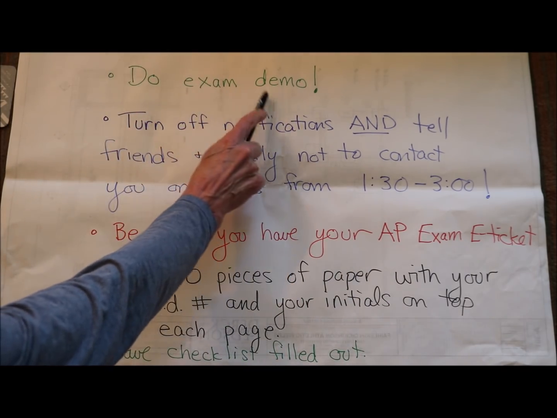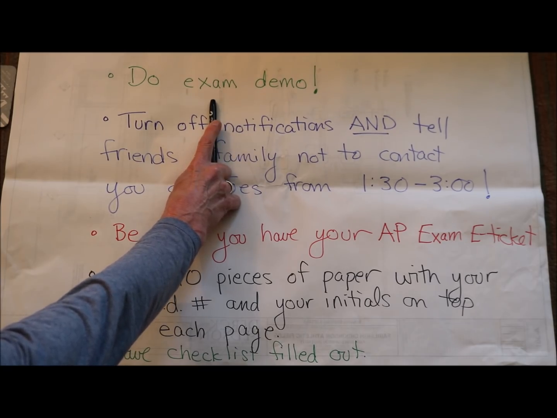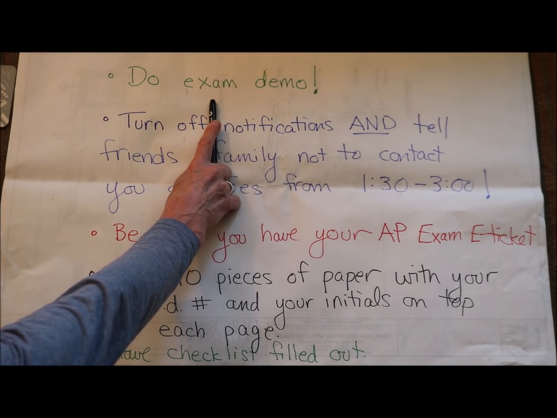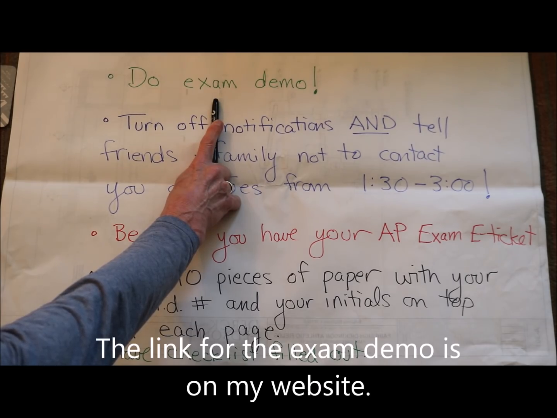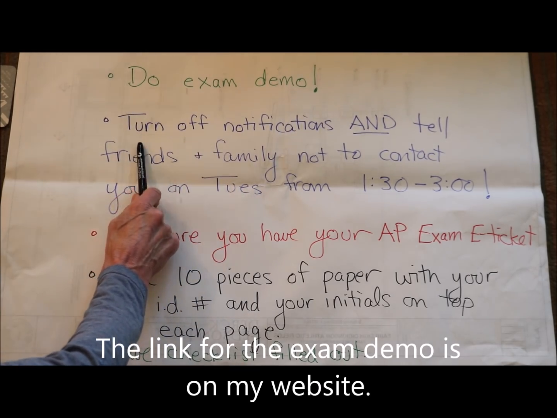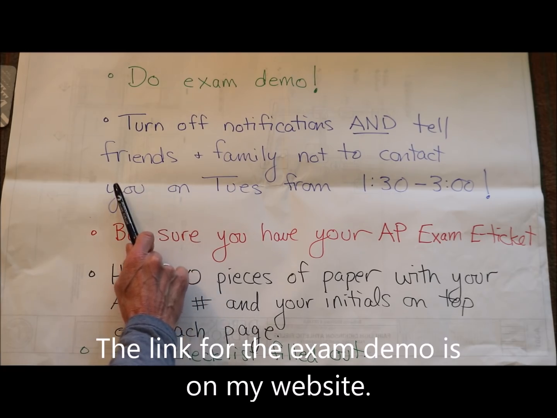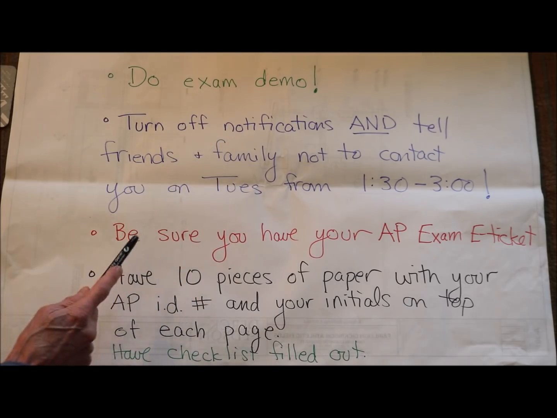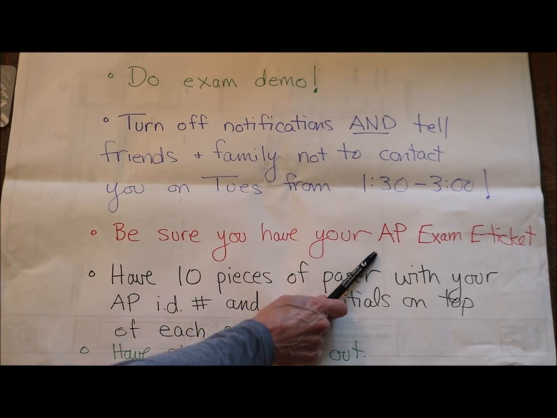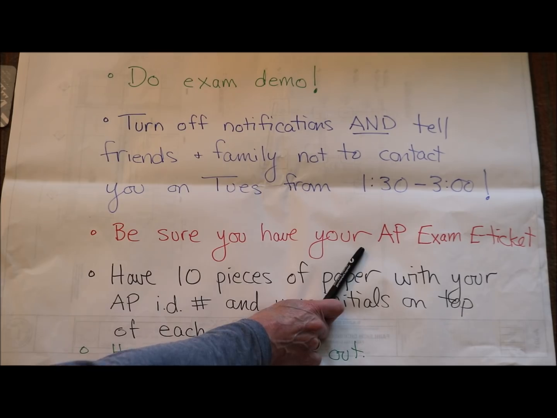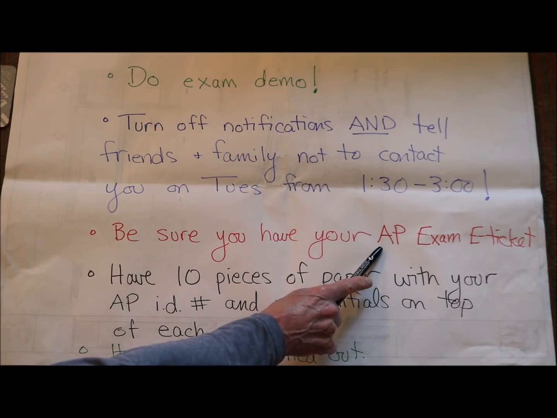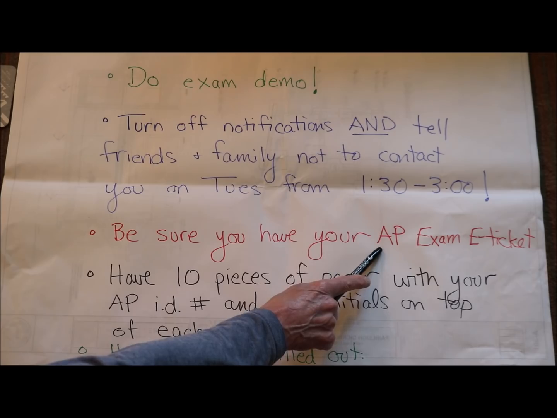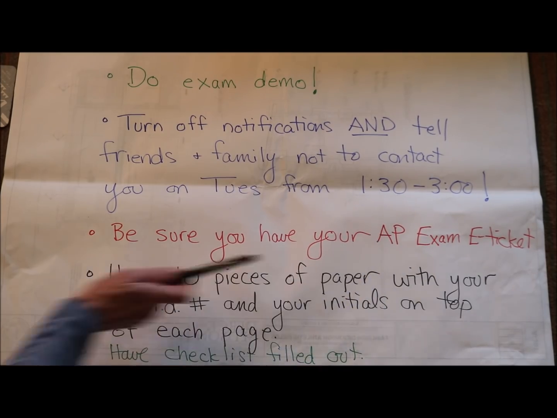If you have not done the exam demo on your phone or on the device that you're doing the AP Calc exam on, do that now and do it a couple of times. On exam day, turn off your notifications on your phone and tell your friends and family not to contact you on Tuesday from 1:30 to 3. Be sure you have your AP exam e-ticket. You should all have that by now. They were going to email that to you 2 days before your exam. If you didn't get the email, it will be in your College Board My AP account. Make sure you have that today.